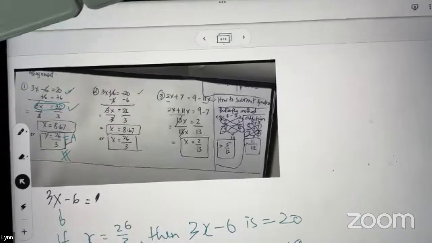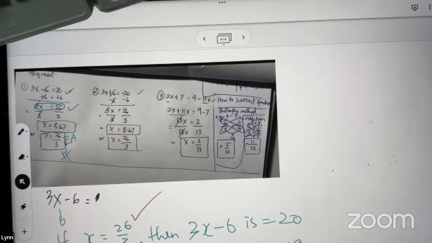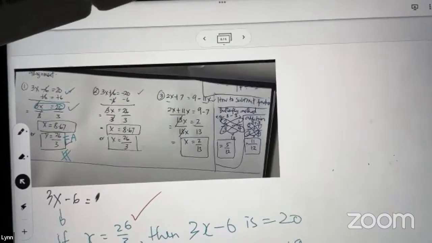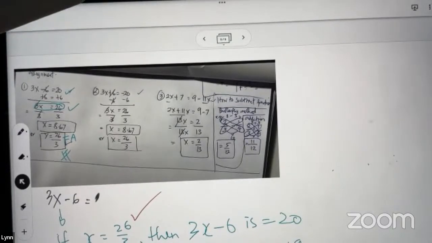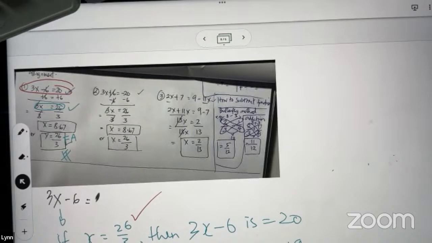Yes. So by knowing all this, we can say that this is the correct answer and this is the wrong answer. If x is 25 over 3, that's the wrong answer. How do you know? Because 3x minus 6 gives you 19. But look at the original question. The original question says 3x minus 6 must be equal to 20. Must be. So therefore, this is the wrong answer. Your original answer is definitely correct. Do you understand what I'm saying?